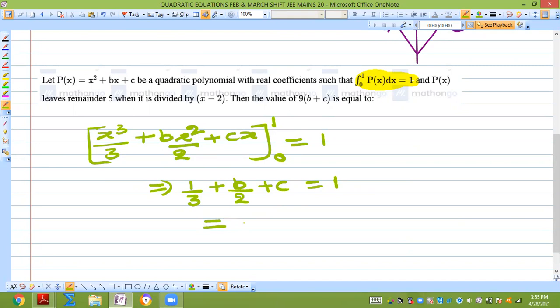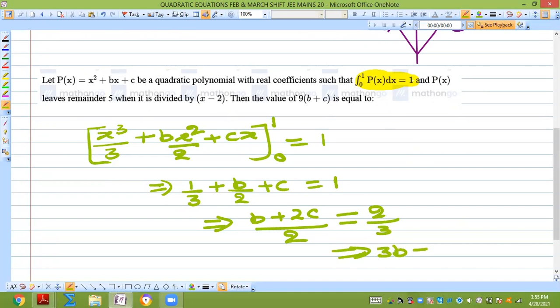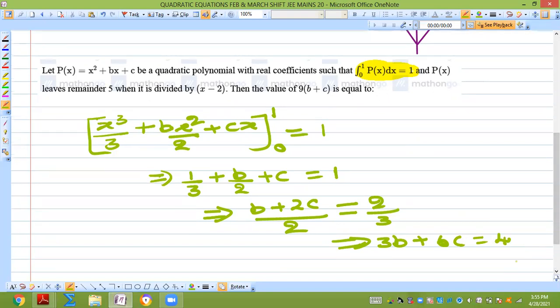So from this, b by 2 plus c is equal to 1 minus 1 by 3. That is nothing but 2 by 3. So by doing cross multiplication, 3b plus 6c is equal to 4. 3b plus 6c is equal to 4. This is one equation, because the unknowns are b and c. Now we have one equation, we need to find the other equation.